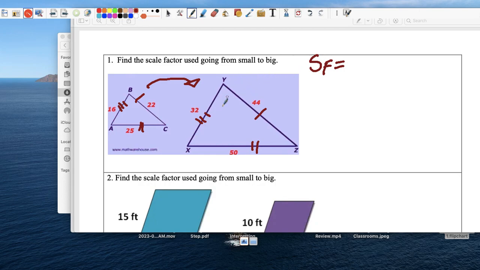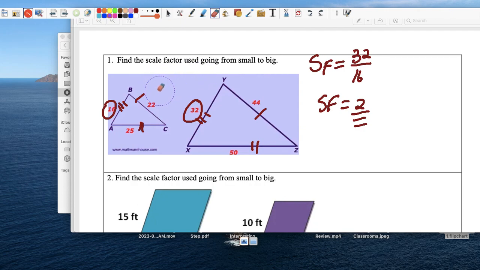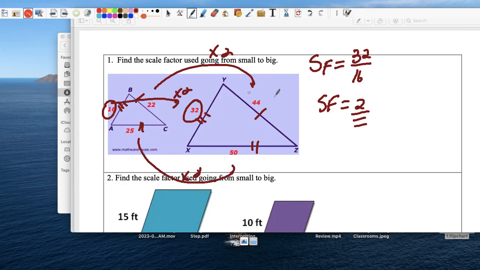So scale factor. It's the large one, right? Just make it simple. It's a big or a small. So this guy over the small one, which is 16. So the scale factor, obviously 32 over 16 is 2. So the scale factor is 2. So notice that all of these, the increase, the factor, right, was by 2. So this was times 2. This was times 2, and that one was times 2. So the scale factor here was times 2.